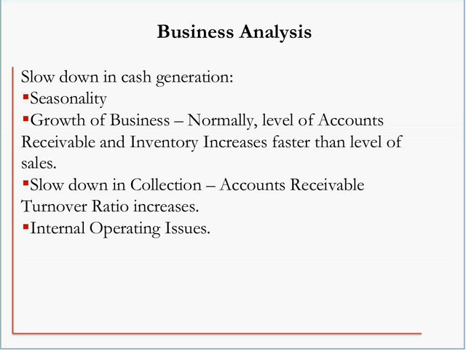All right, let me go one more here before we go to a Q&A. Slow down in cash generation. What could happen? Seasonality can do it. If you are a toy manufacturer right now, you're thinking of one thing: Christmas. Now, maybe it's 90 degrees where you are. It certainly is 90 degrees where I am here in Maryland.